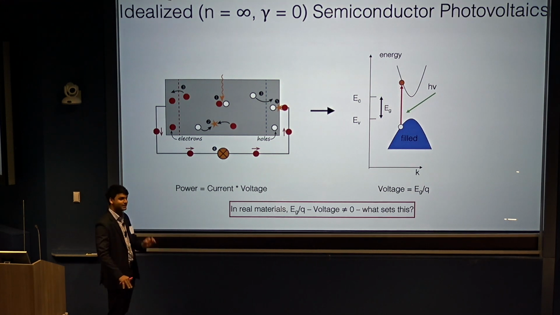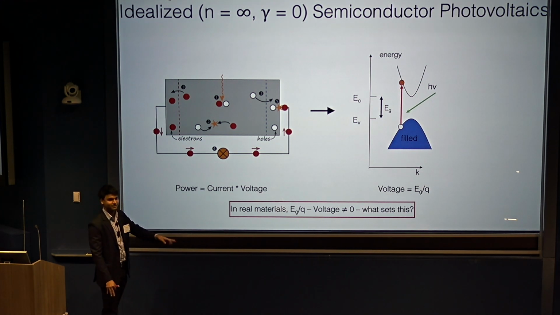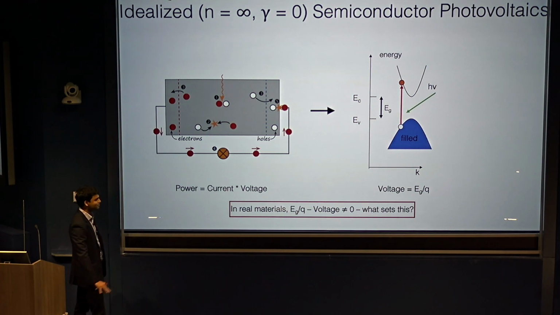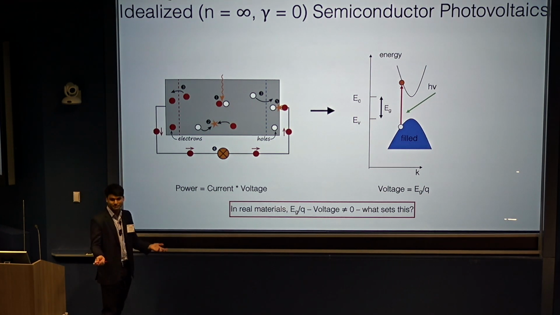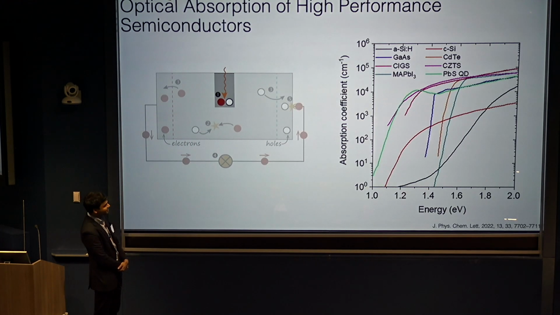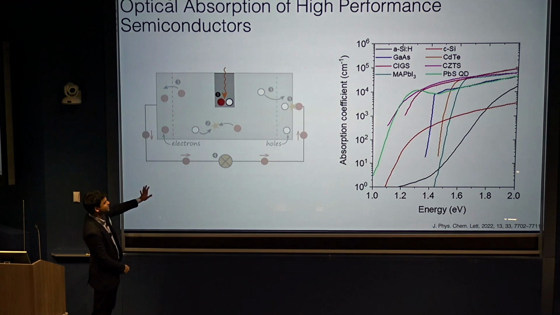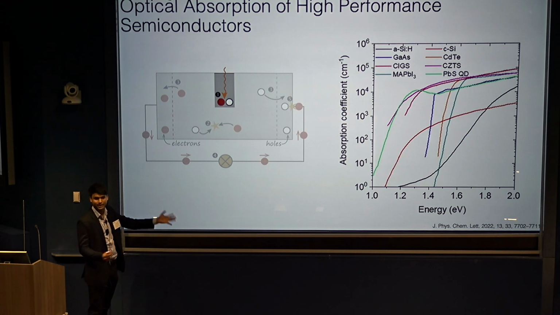In a real system, it's never this. The difference between the voltage that you extract and the band gap over Q is never zero, even entropic considerations aside, which is a side note. So the question was, why is this? And the first hint as to what's strange about these systems, that we maybe didn't take into account, comes when we look at the first process in how a photovoltaic works, which is light absorption.